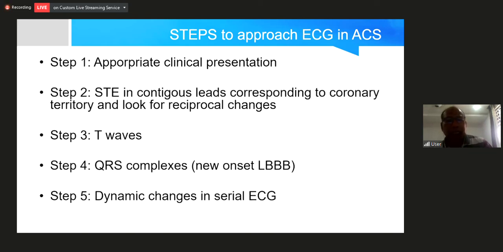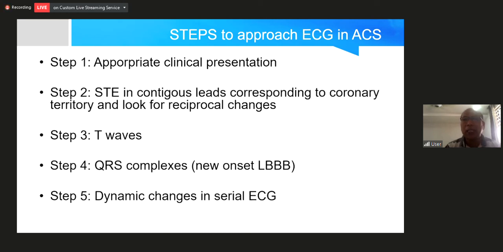Yeah, step 3, look at the T wave, maybe tall T wave is early AMI. Then you look at the QRS complex, maybe the onset of LBBB. Then you have to be careful with the chest pain, maybe the patient has AMI, because you won't see any ST elevation in the case of LBBB. And then you also want to see the dynamic changes on ECG.